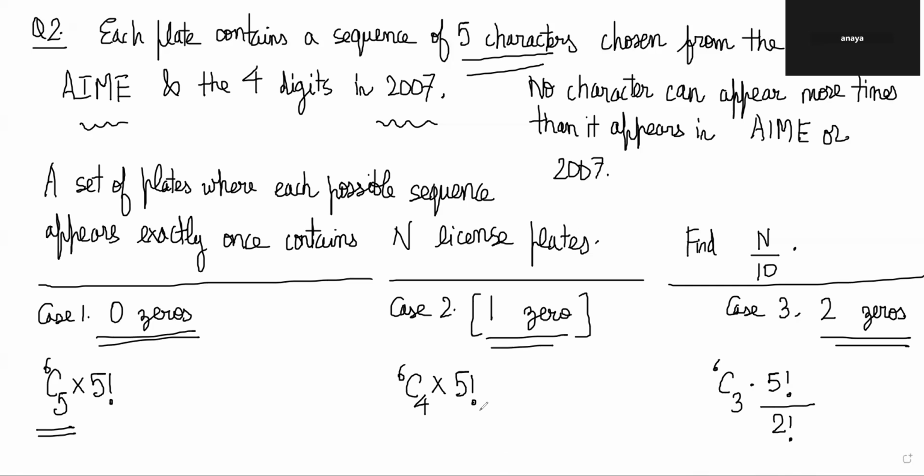What should we do now? Now it says find n divided by 10. What should we do about the three cases? You should simplify and then add them up.